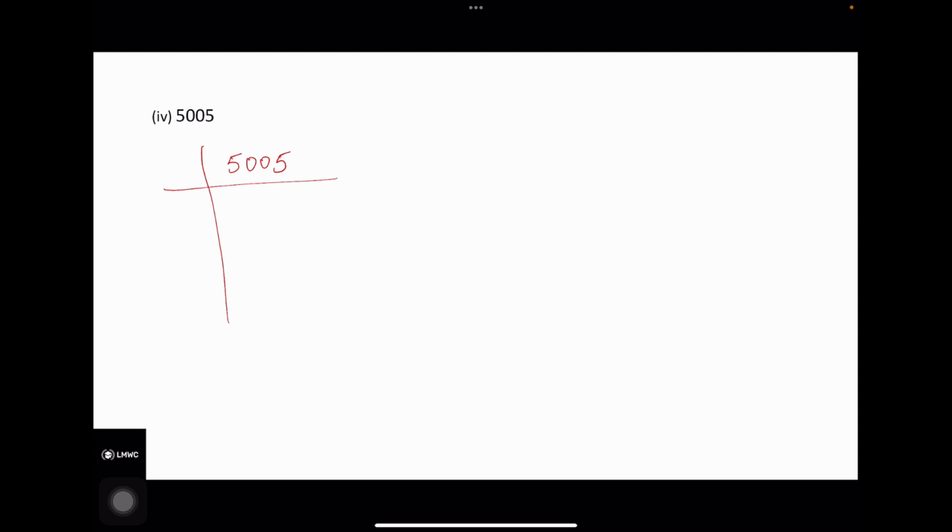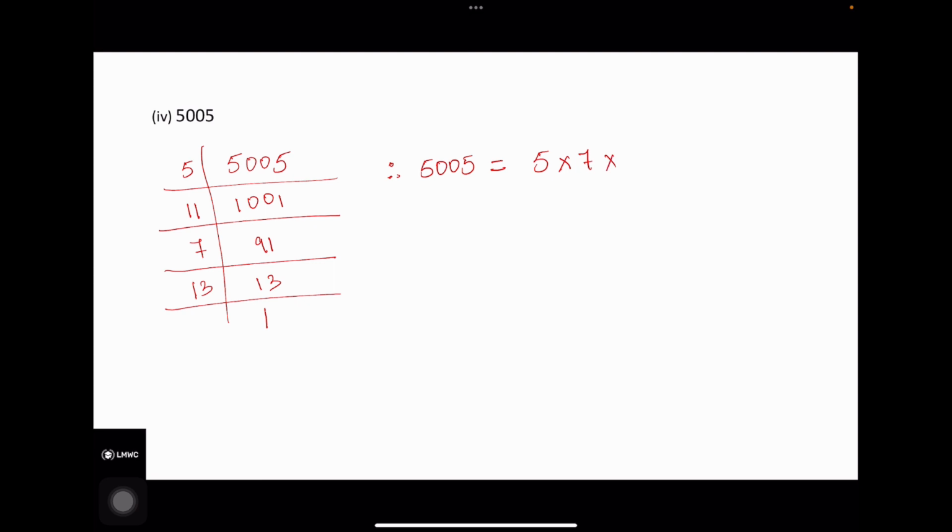5005. So this will be divisible by 5 since the last digit is 5. So 5 times 1001 is equals to 5005. So for this next number, it will be divisible by 11. 11 times 91 is 1001. And 91, it will be divisible by 7. 7 times 13 is 91. And 13 times 1 is 13. So therefore, 5005, we can represent it as 5 times 7 times 11 times 13.